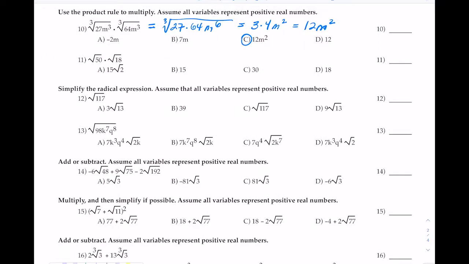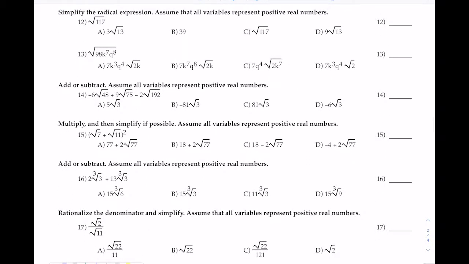So instead of breaking it down, each one separately, I'm just going to multiply them together. I'm going to use the product rule for radicals and put them under one radical, because I can do that because they're both square roots. And if I multiply them together, I would get 900. And the square root of 900 is 30, because 30 squared is 900. So that is C.